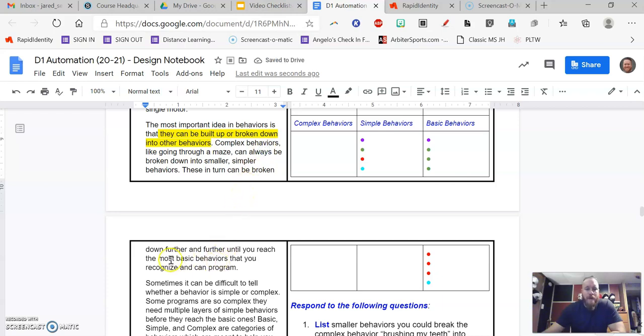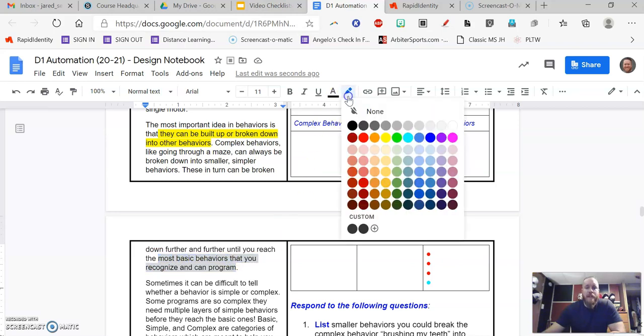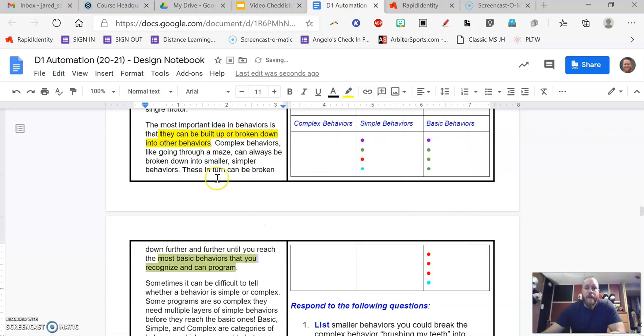And then one more thing, that the most basic behaviors are what we recognize and can be used then for computer programming. And so that's why we're going through this, so we can understand how to program a robot to do what we want it to do, to automate it, by completing those single actions which eventually make up the complex behavior, the larger overall task. So go ahead and get that highlighted, pause your video.